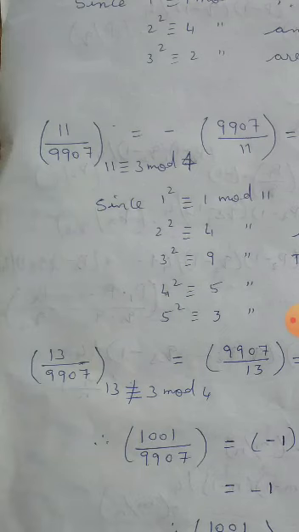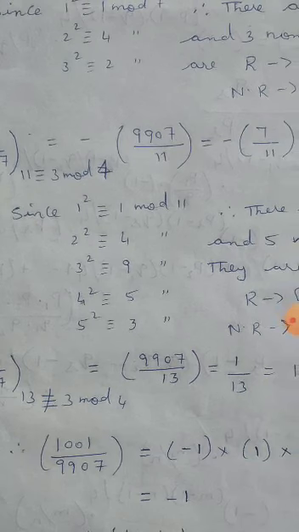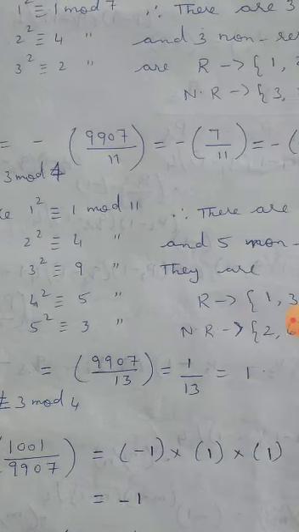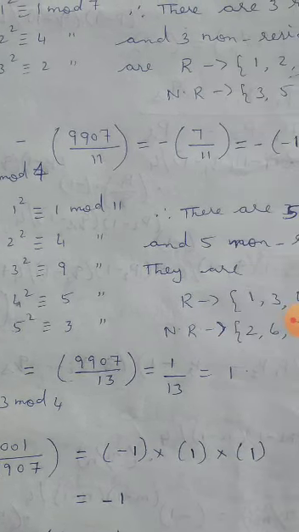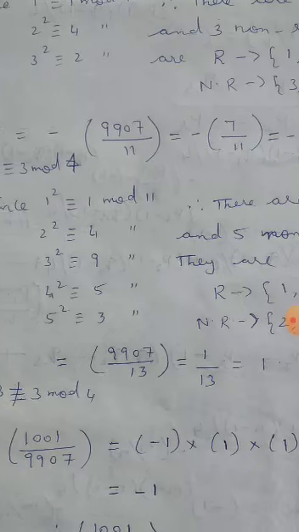The third value is 13. So check for 13. You divide 13 by 4. We will get 1, not 3, as a remainder. So you should not put the minus sign. You just reciprocate the value and divide 9907 by 13. We will get the remainder as 1. 1 is a residue for all the values. So you have to write 1.